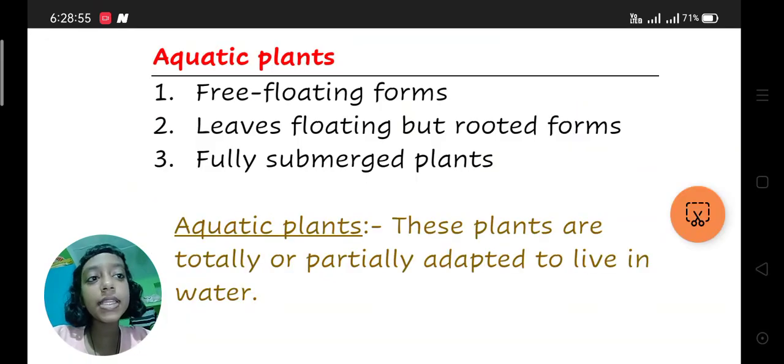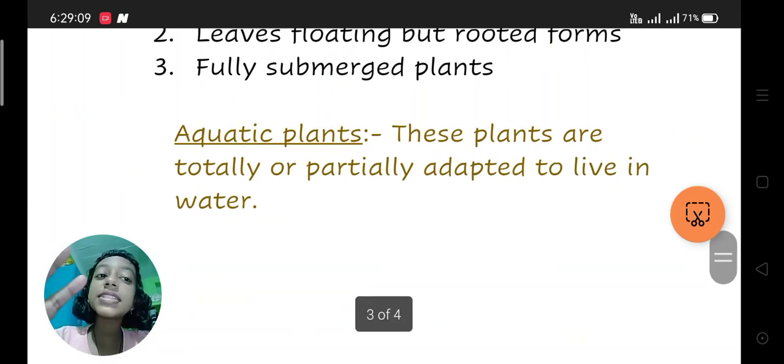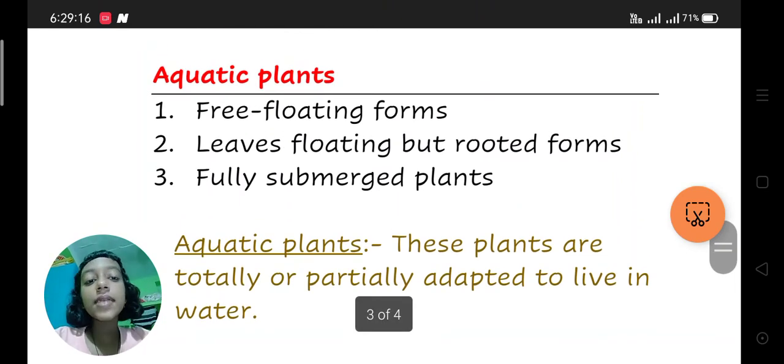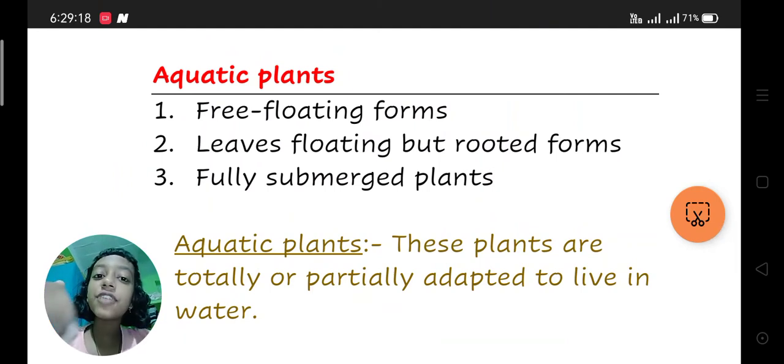Now we have completed the terrestrial plants. Let's go to aquatic plants. Now what are aquatic plants? Aquatic plants are the plants that are totally or partially adapted to live in water. Aquatic plants are of two types. One is free floating forms. The second is leaves floating but rooted forms. Third is fully submerged plants.